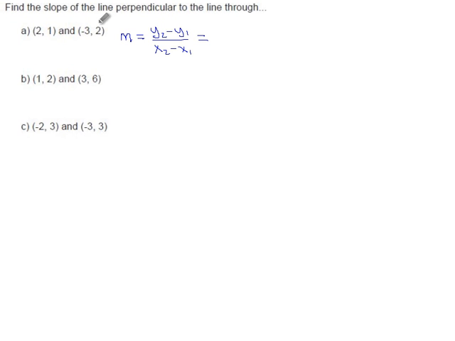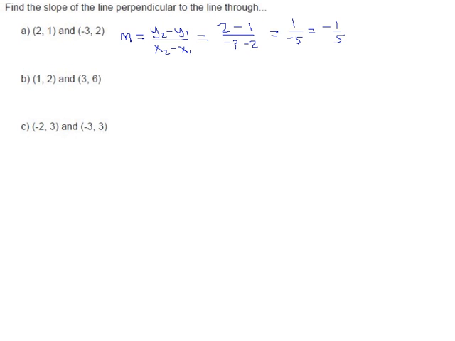So for this first set of lines, we have 2 minus 1, I'll do the whole thing, 2 minus 1 over negative 3 minus 2, which is 1 over negative 5, or minus 1/5.